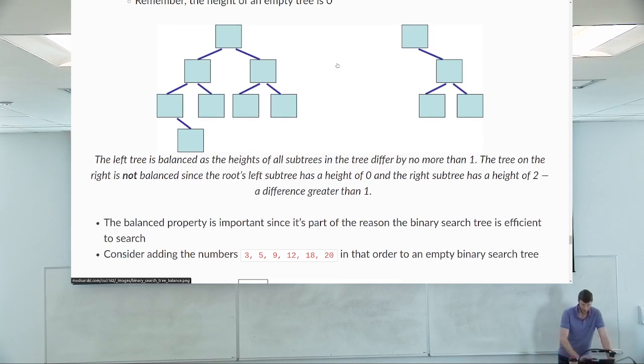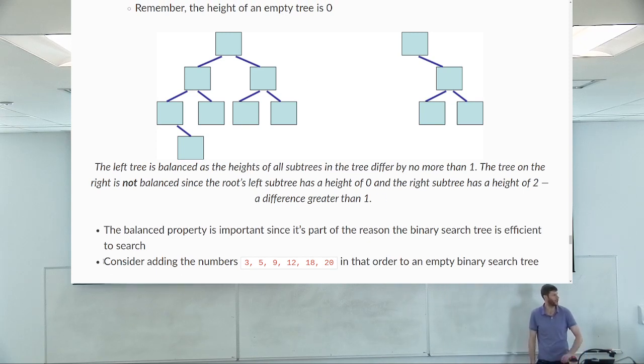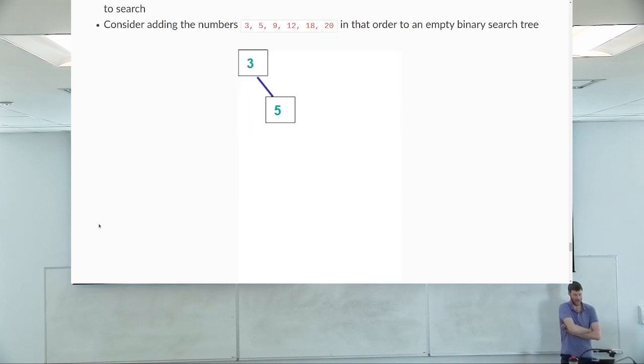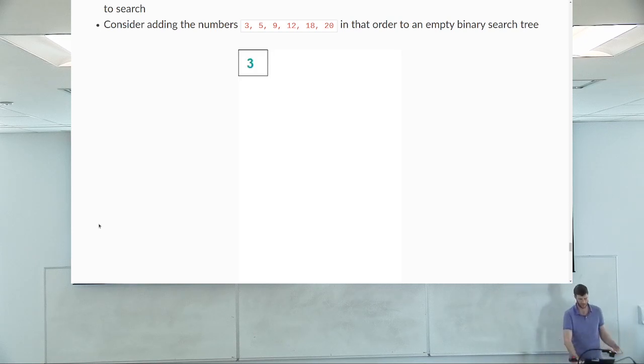So the balance property is important since it's the reason binary search is efficient. Imagine I gave you the numbers 3, 5, 9, 12, 18, and 20 to be added in that order. How is it going to happen? It's going to happen like this. You add 3, add 5, goes to the right. 9 goes to the right. 12 goes to the right. 18 goes to the right. 20 goes to the right. And then the GIF stops.